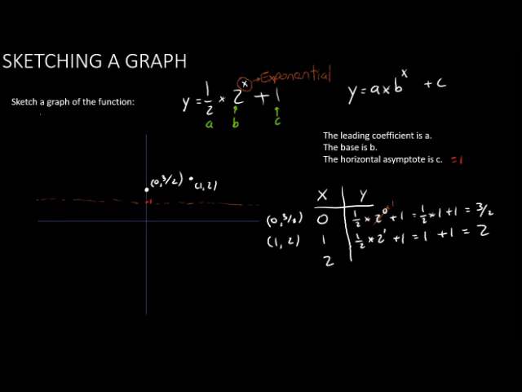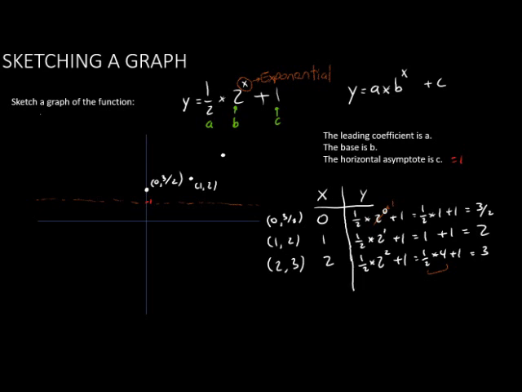Next, let's try an x of 2. This will give us 1/2 times 2 to the second power plus 1. If we take 1/2 times 2 to the second power, let's remember that 2 to the second power is 4. So we'll have 1/2 times 4 plus 1. The 1/2 times the 4 will give us 2. Add the 1 and we'll get a y value of 3, so our next point is at 2, 3. We'll place that on the graph as well.